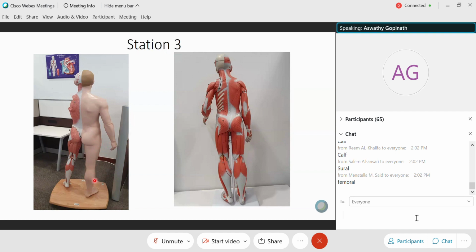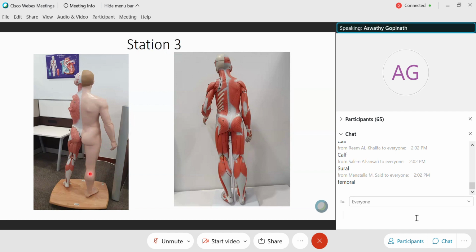If you come to the legs, the anterior part of the leg is actually crural, C-R-U-R-A-L. And the posterior part of the leg, or the surface of the calf, you call it sural, S-U-R-A-L.